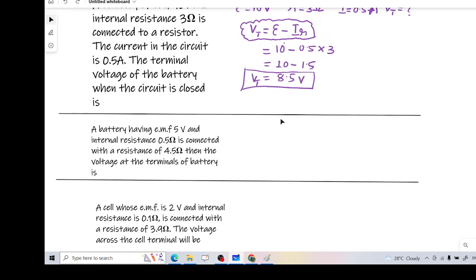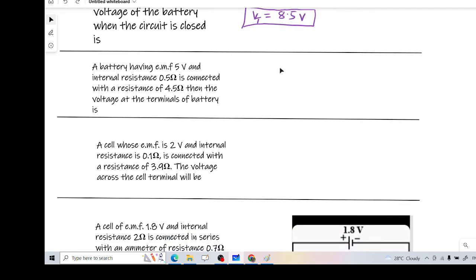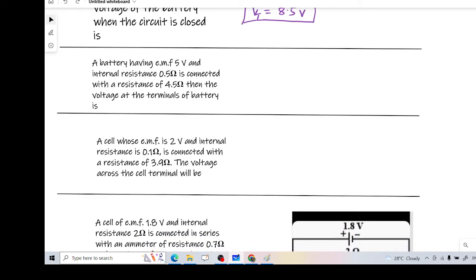The next problem is a battery having an EMF of 5 volt. First we will write the given data. They have given a battery having an EMF of 5 volt and internal resistance, that is small letter r, of 0.5 ohm, connected with a resistance of 4.5 ohm. So they have connected another resistance. Then they have asked us to find the voltage at the terminal of the battery, that is the terminal voltage VT.